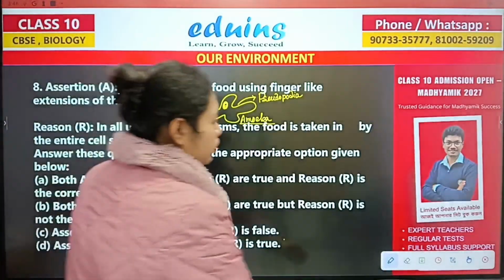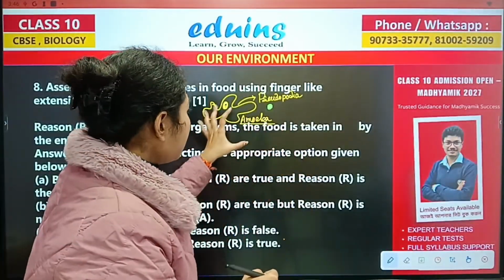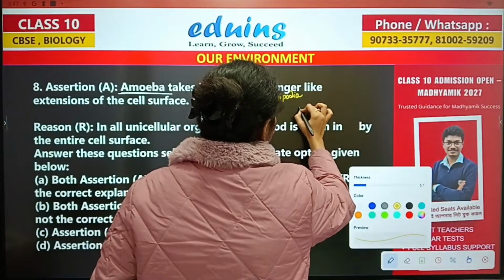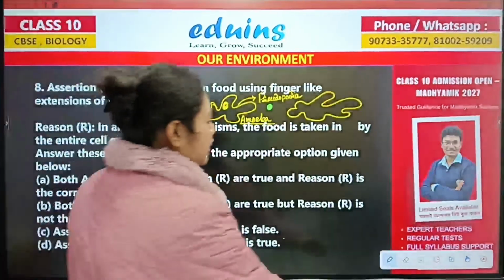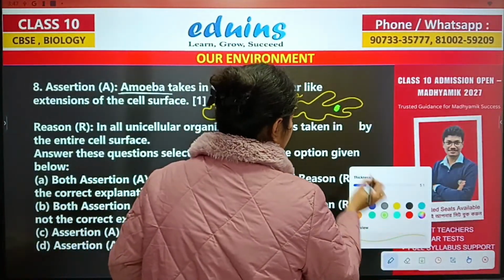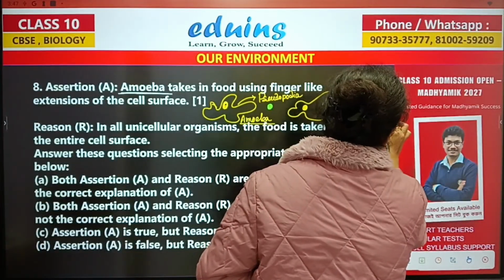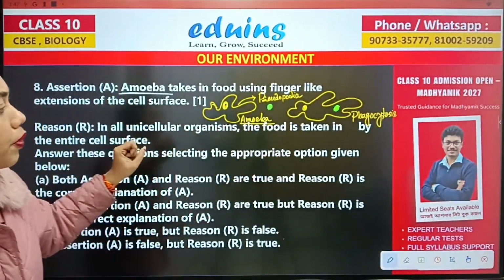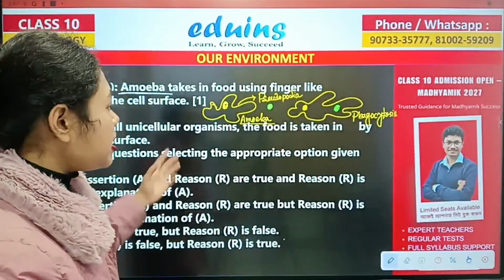When they see a food source near them, they engulf the food by the process of phagocytosis. Now, what is the phagocytosis process? The amoeba engulfs the food by expanding its pseudopodia over the food source and taking the food inside. This process is known as phagocytosis. So their entire body is not involved in this process, only the pseudopodia are involved.